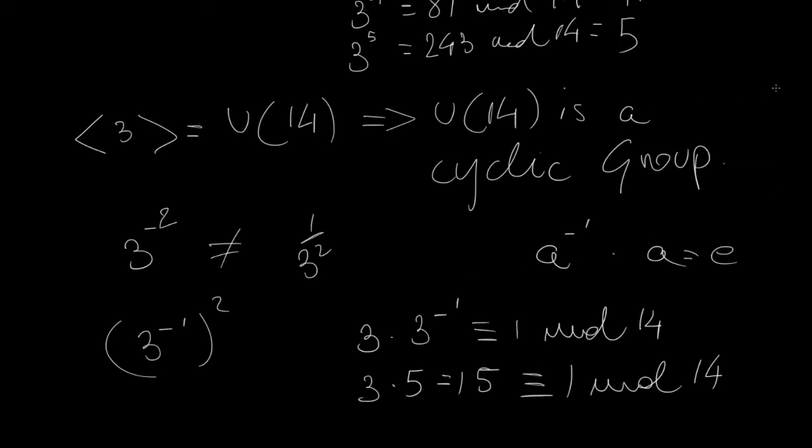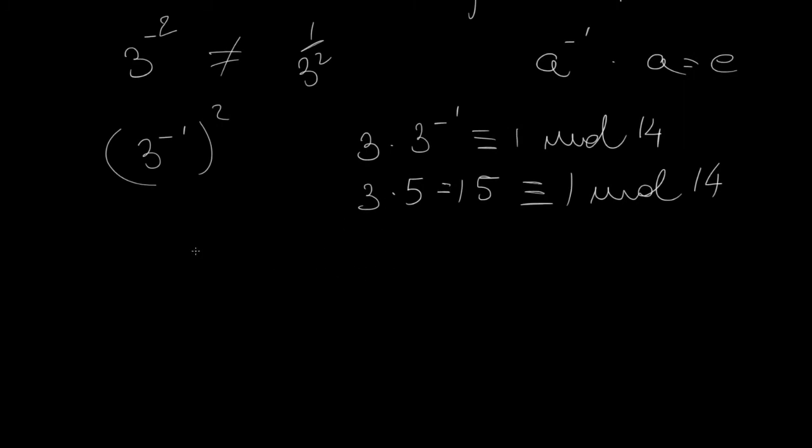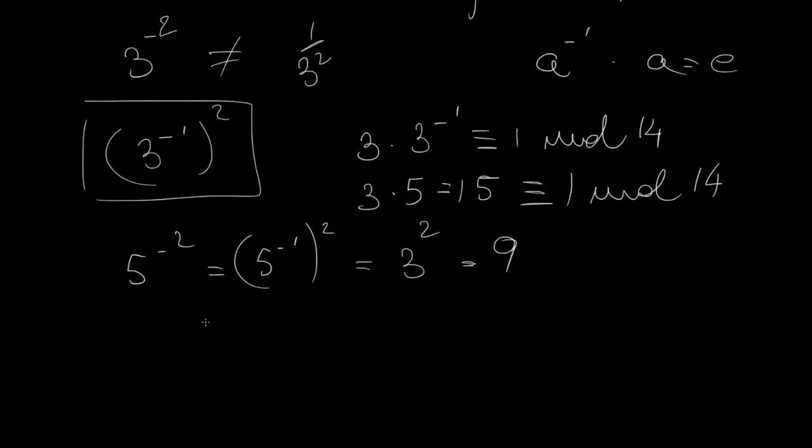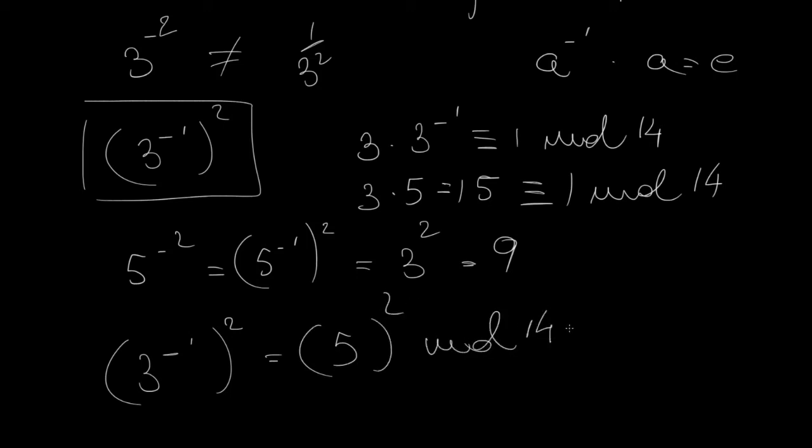For instance, if you had 5 to the negative 2, you have to transform it to 5 to the negative 1 squared, which is the inverse of 5 squared. What's the inverse of 5? Well, we just found it here. It's going to be 3. So this is going to be equal to 3 squared, which is equal to 9. Coming back to this one, 3 to the negative 1, 3 inverse squared is going to be 5 squared mod 14, equal to 25 mod 14, which is congruent to 11.